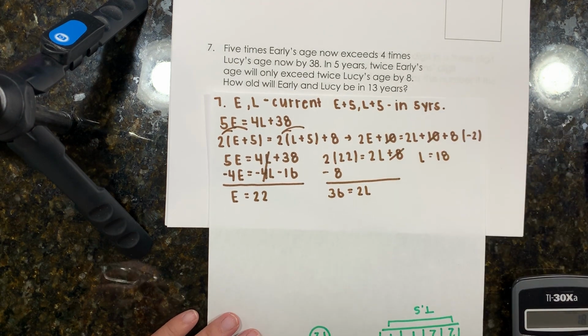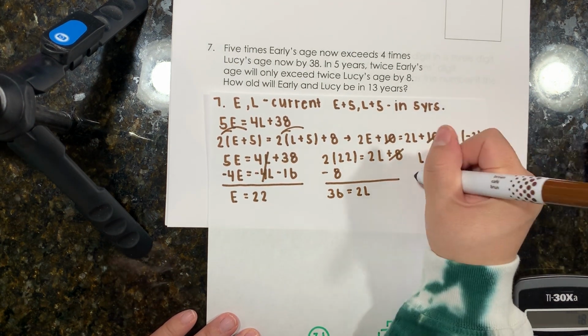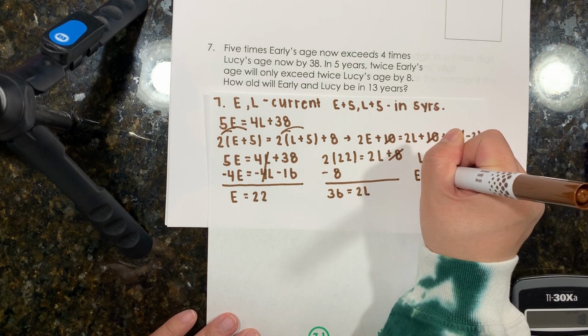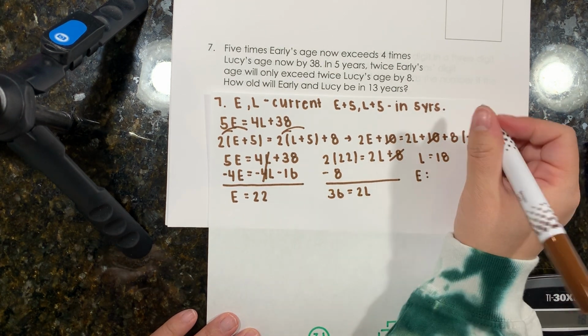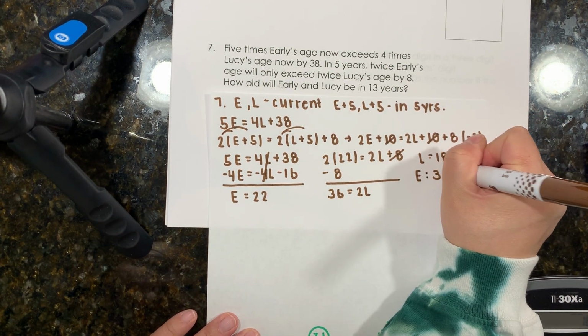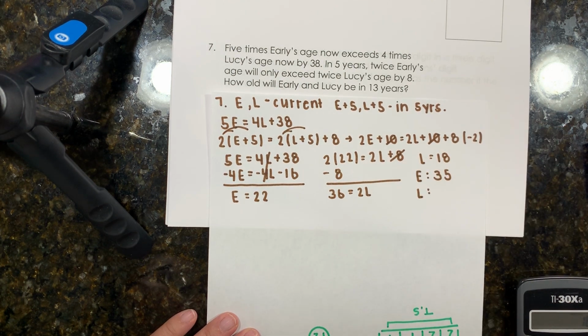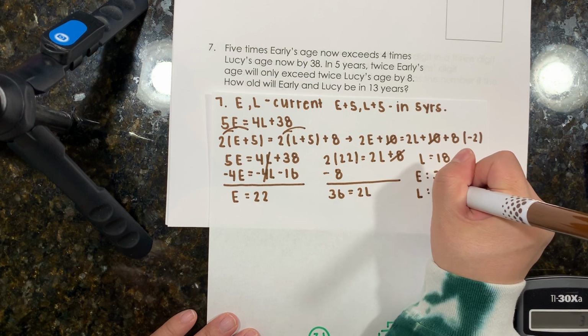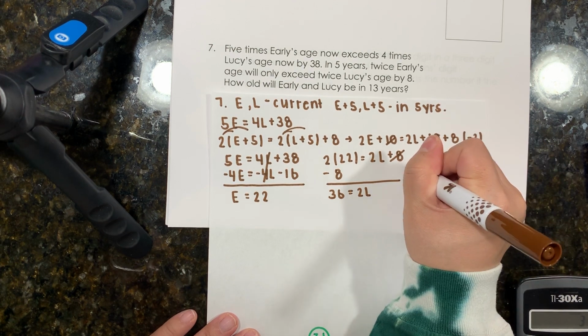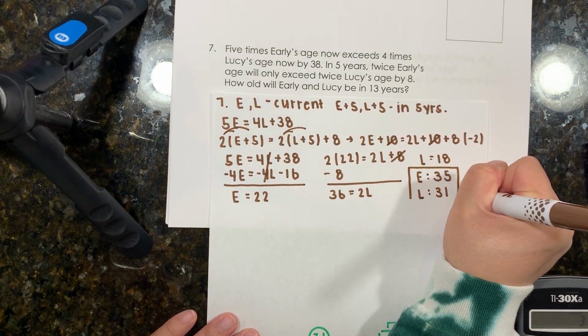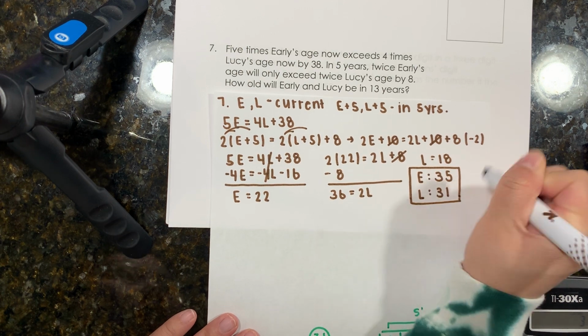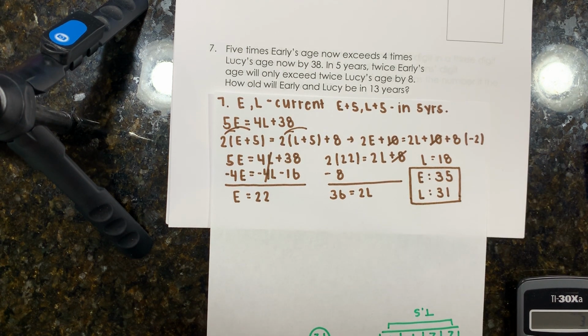But we want to know how old they're going to be in 13 years. So in 13 years, if I add 13 to this, I'm going to get 35. And if I add 13 to 18, I get 31. And these would be your answers. So make sure you're paying attention to the variables that you're going to be using in these.